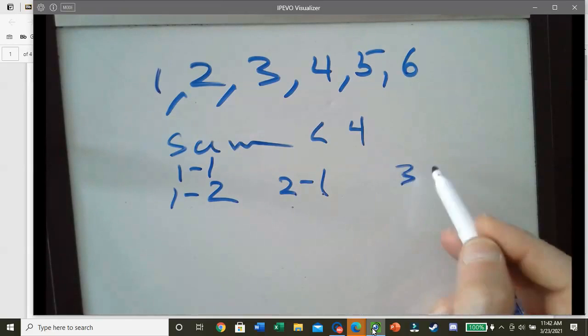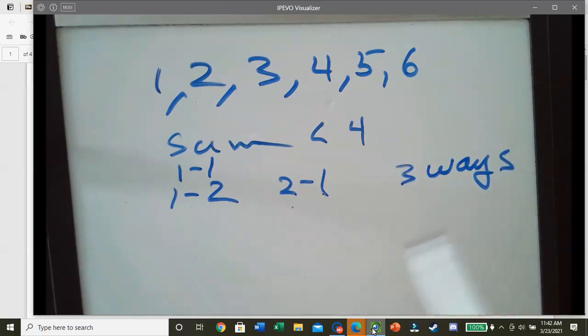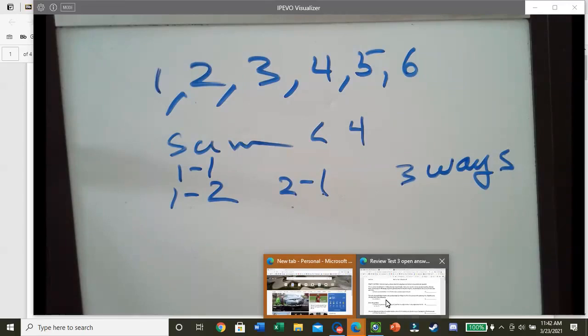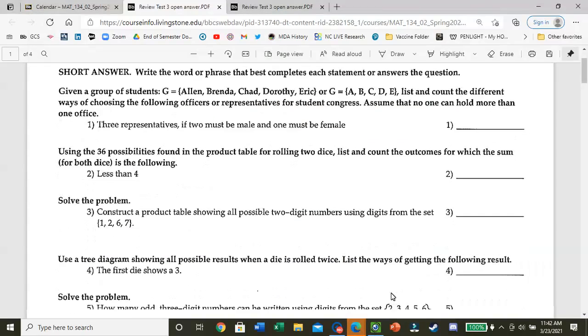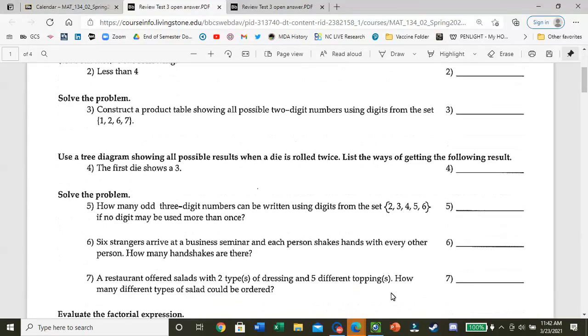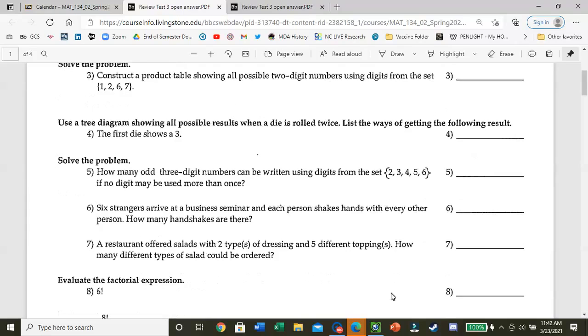So there's 3 ways. Okay? All right. Okay, construct a product table showing all the possible 2-digit numbers using digits from set 1, 2, 6, and 7. Do we need to see that? Okay, if you don't say anything, we'll move on.